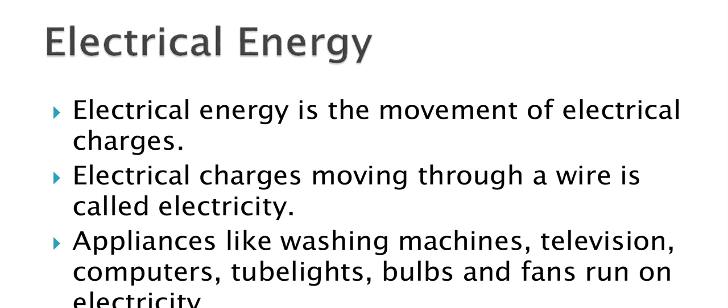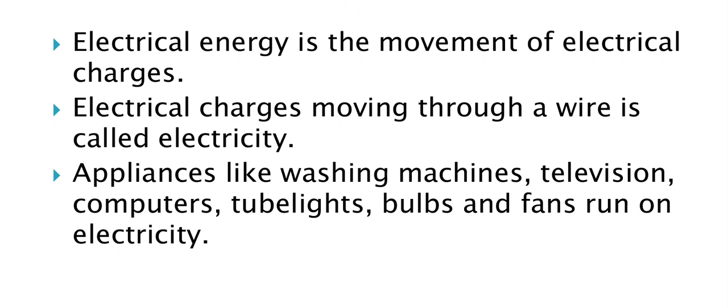So electrical energy is the movement of electrical charges, and these electrical charges moving through a wire is called electricity. Most of the appliances that we use nowadays, like washing machines, televisions, computers, tube lights, bulbs and fans, all these electrical items run on electricity. And you know that electrical charges moving through a wire is called electricity, and all the electrical gadgets run on this electricity.